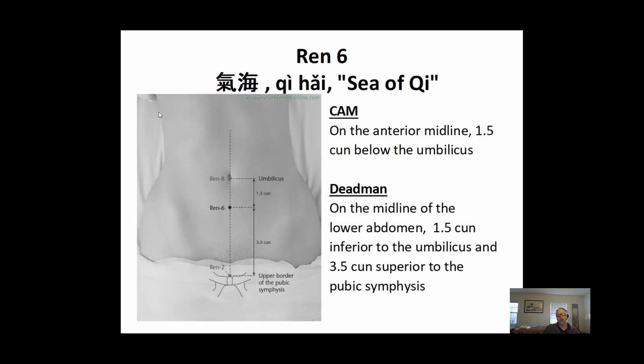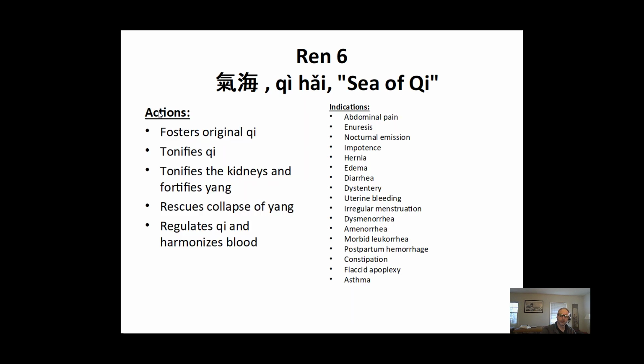Ren 6. Ren 6 is 1.5 cun inferior to the umbilicus, 3.5 cun superior to the pubic symphysis. Everything up until this point has been 1 cun. Now it's 1 and a half cun. Fosters original qi, tonifies kidney and fortifies yang, rescues collapse of yang, regulates qi and harmonizes the blood. Quite literally, Ren 6 is probably one of your go-to points for anything for blood, qi, kidneys, and yang. Hands down.